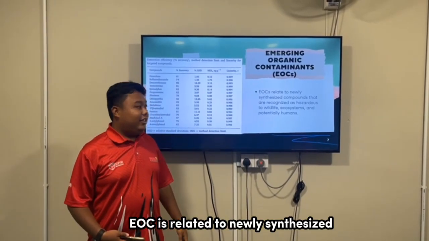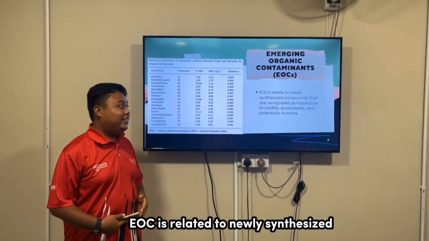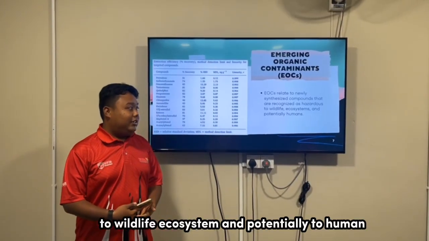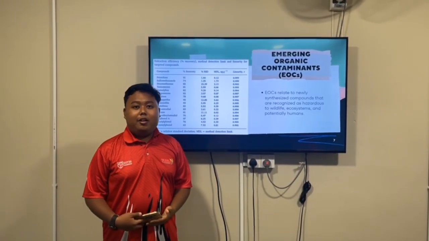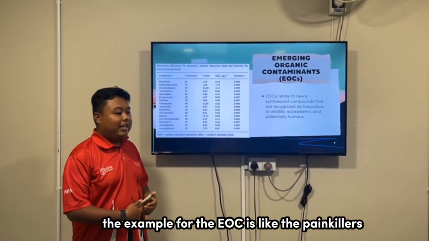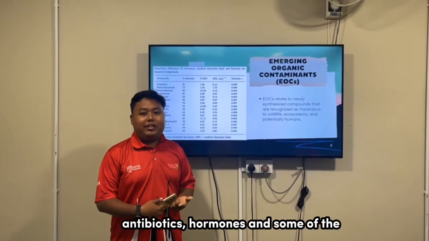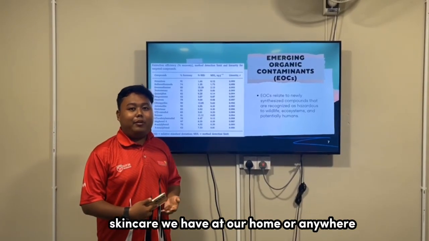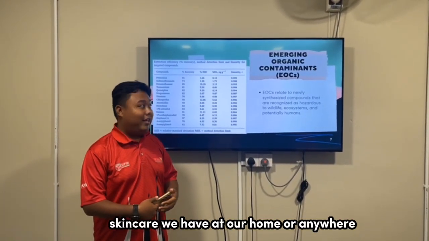EOCs are newly synthesized compounds that are recognized as hazardous to wildlife ecosystems and potentially to humans. What are the examples? Examples of EOCs are painkillers, antibiotics, hormones, and some of the skincare products we have at our home or anywhere.